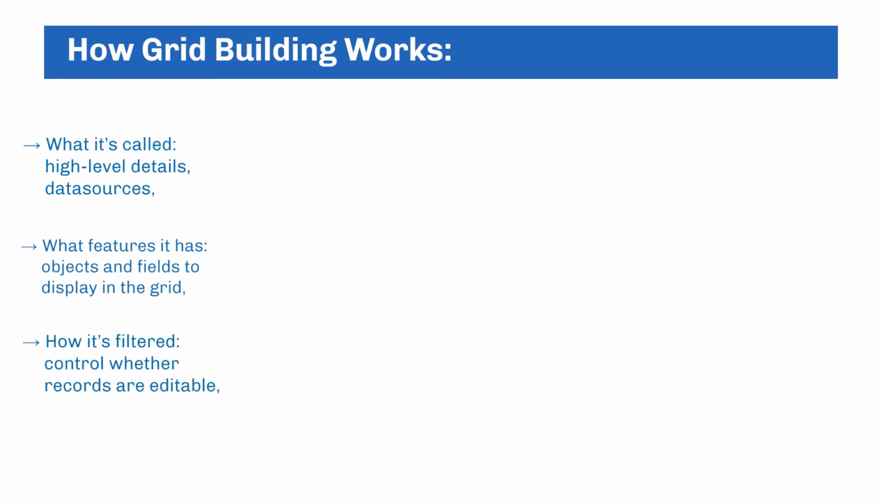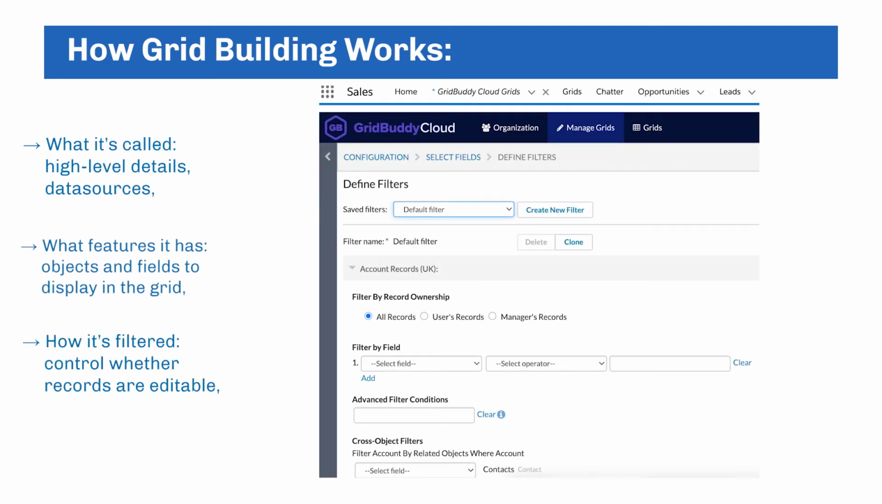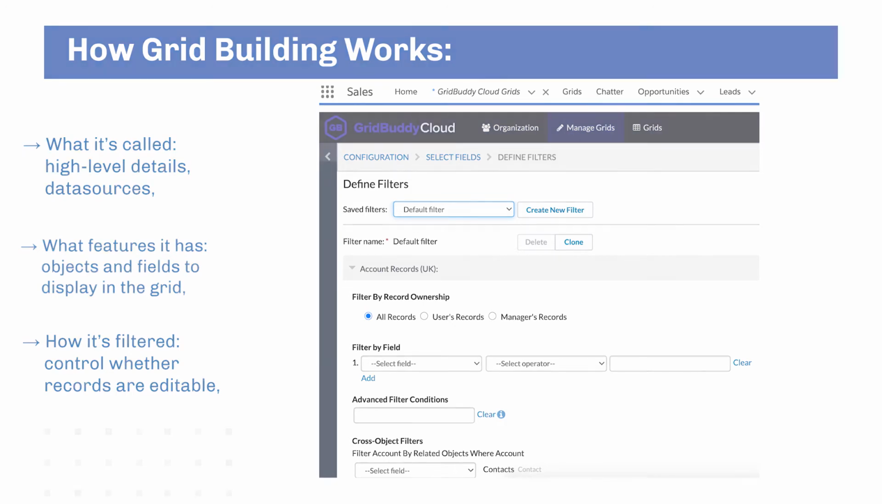Finally, there's the how it's filtered stage, which pulls in the records users need and controls whether the records are editable. So not only can we mix and match record access by object, we also have to consider which orgs those permissions apply to. For example, if I'm the user working out of the UK org, I should only be able to view and edit my accounts, but I should also be able to see, that's only view, the cases related to my accounts across all international orgs. And luckily the GridBuddy interface makes it really easy to set up those filters in a simple, not convoluted way.